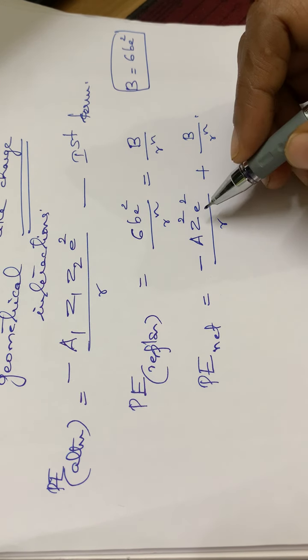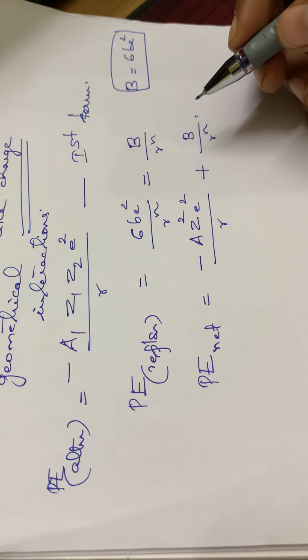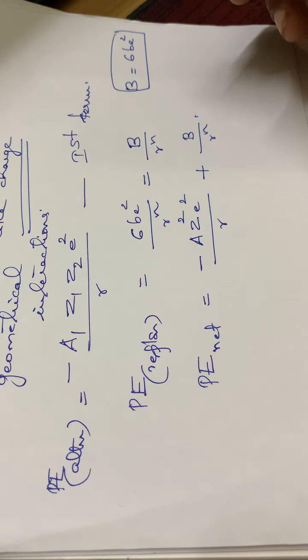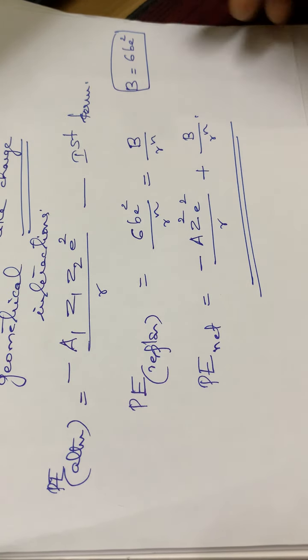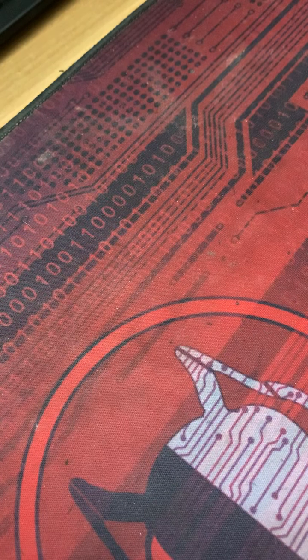Here A is called the Madelung constant, and Z1 and Z2, as you know, are the charges. So here the net potential energy will be this much. Then we can go through a simple derivation for this.